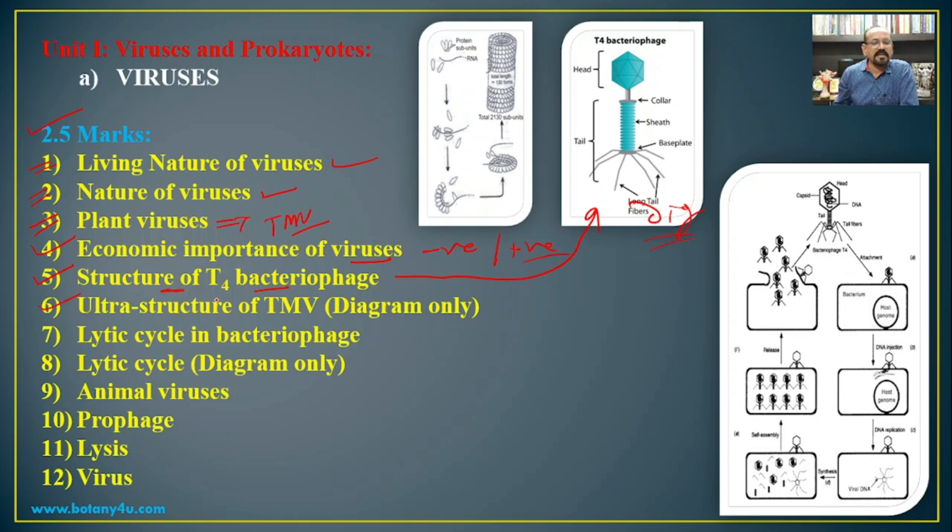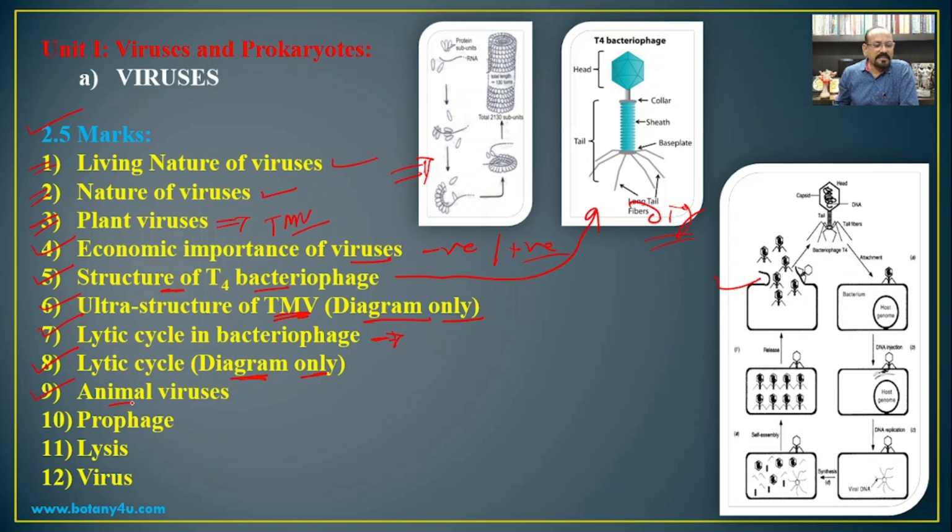Then the 6th one, the ultrastructure of tobacco mosaic virus, diagram only. We have to draw only this diagram and you will get full marks, that is 2.5 marks. Then the next one, the lytic cycle in bacteriophage. Again, the same question was asked for 5 marks, and here you have to provide a similar account but in short, as it is asked for 2.5 marks. Another question again on the lytic cycle, but it asks for only the diagram for 2.5 marks.